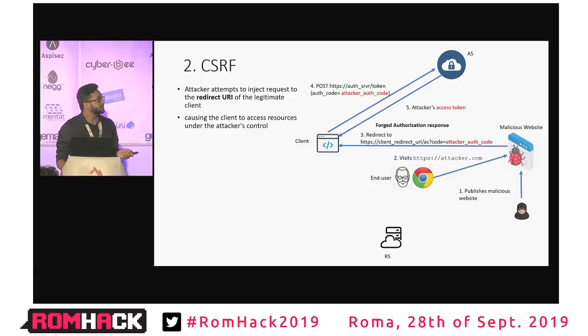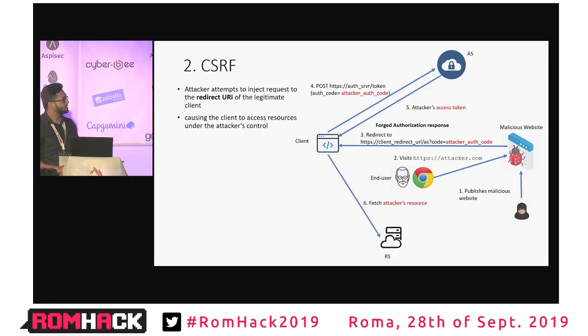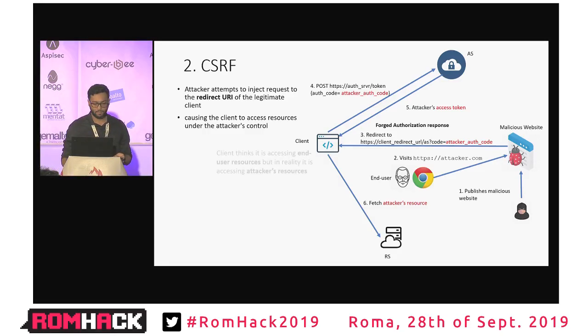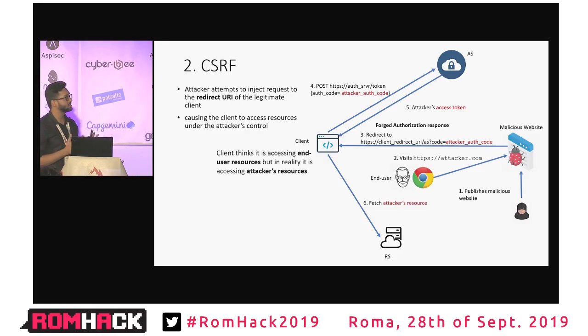So the client tries to exchange this attacker's auth code at the token endpoint and gets back an attacker's access token. And when it tries to access the resources, instead of the end user's resources, the client will get access to the attacker's resources. So this is sort of a login CSRF when you lift and shift it to OAuth. And the client still thinks it's accessing end user resources, but in reality, it's the attacker's resource that it has fetched.